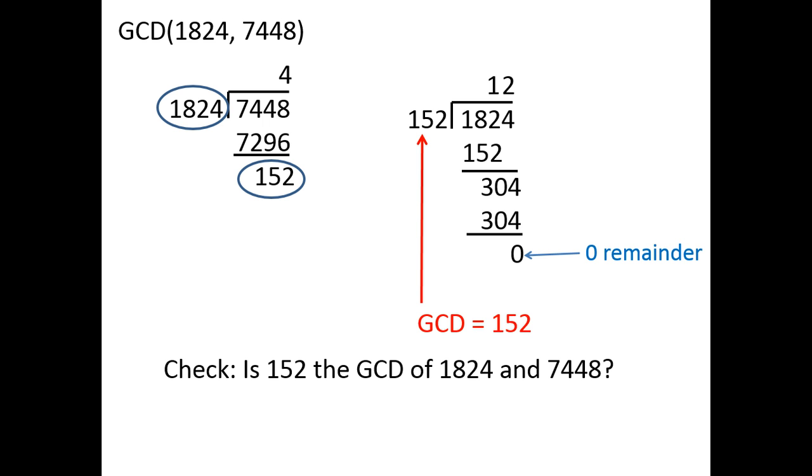Now there is a way to check this. How can we tell that 152 is the greatest common divisor of these two numbers? Well, if it is, then we can rewrite each number as 152 times some number. And yes, we can. 1,824 divided by 152 is 12, so 12 times 152 is 1,824, and 7,448 divided by 152 is 49, so 49 times 152 is 7,448.